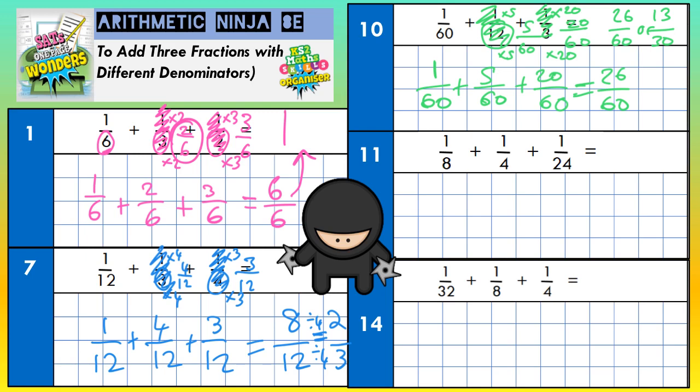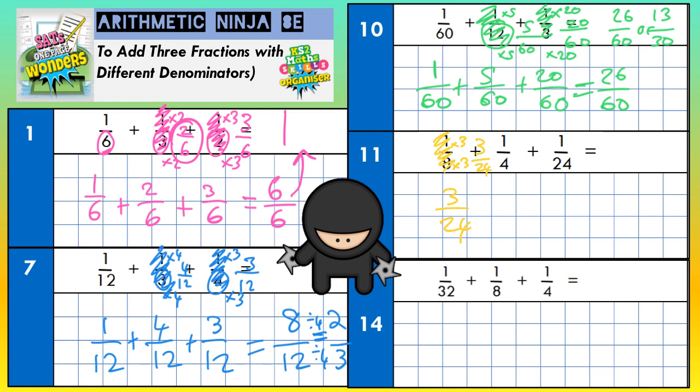Do 8 and 4 go easily into the 24? Because if they do, we can just keep 24 the same. Well, 8 goes into 24 3 times. So if we times by 3, we're going to get 24. So you need to times top number by 3. 1 times 3 is 3. So that's 3/24. So 1/8 is the same as 3/24. Scribble out the 1/8 because we don't need that anymore.